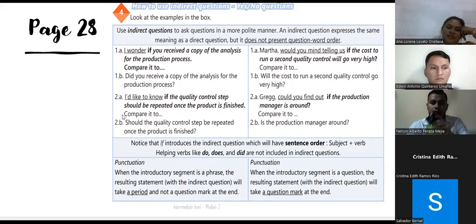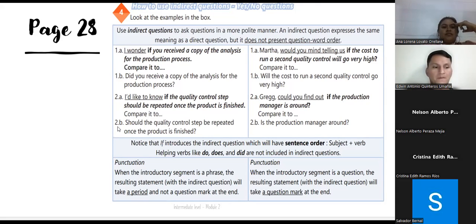2A and 2B, please, Christina. Do you receive a copy of the analysis for the production process? Okay, 2A and 2B. Ah, okay, pardon. I'd like to know if the quality control step should be repeated once the product is finished. Compare it to: Should the quality control step be repeated once the product is finished? Great, thank you very much.